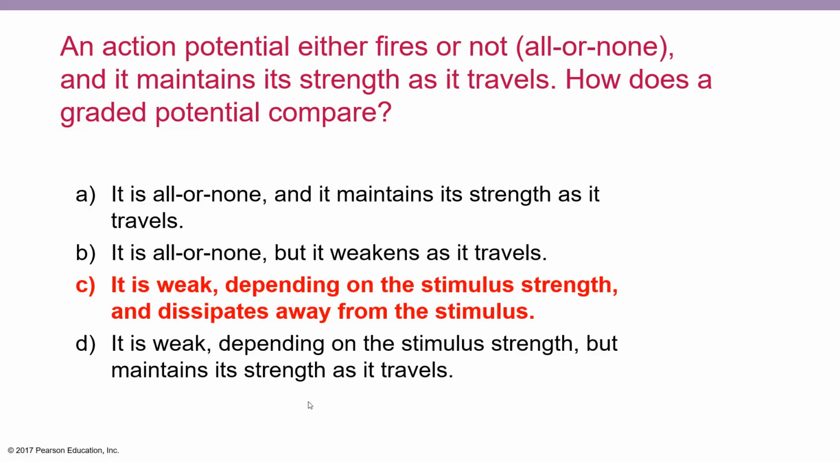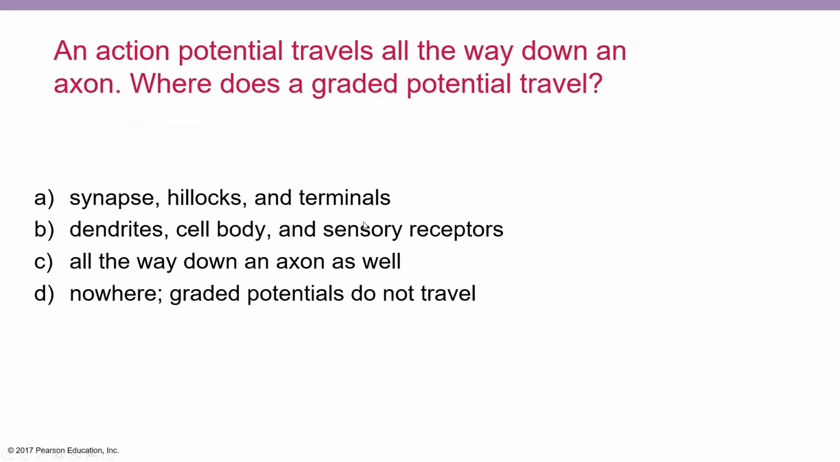Option B, it is all or none. That's not true, right? That is a feature specifically for the action potential, but weakens as it travels. That part is true as far as the graded potential is concerned. And then A, we know, is not true. A is exclusively for the action potential. It is all or none and maintains its strength as it travels. Okay, let's look at two more.